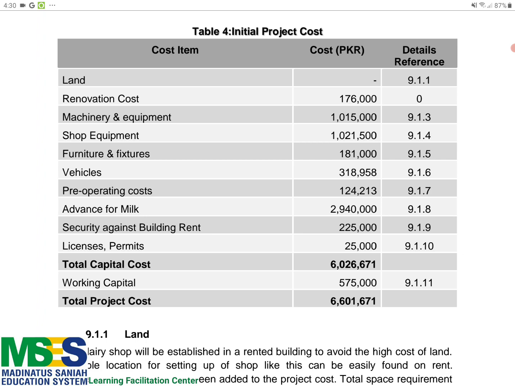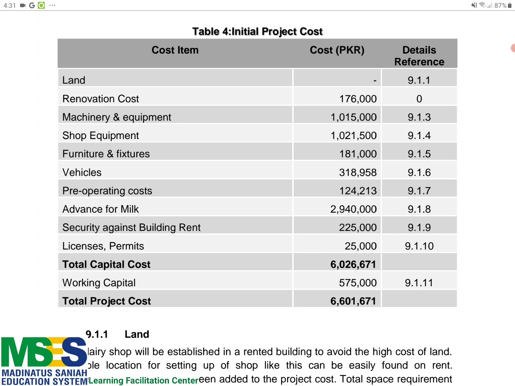So moving on, you would need some furniture and fixtures. You would need a vehicle, of course, a bike, or two bikes that you would use to deliver milk. You have seen people delivering milk. They have containers installed on their bike.